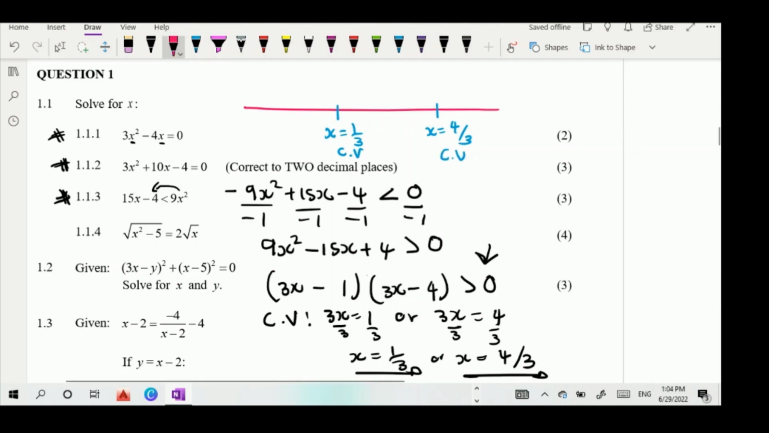So this step now, because we want to conclude the values of x, we want to write the solutions of x.